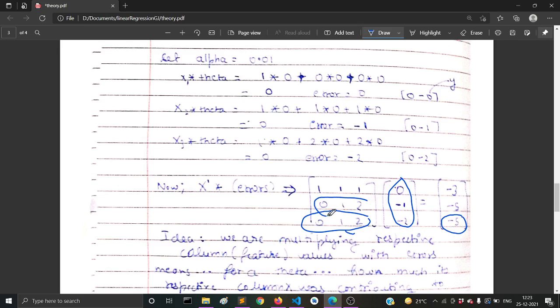Similarly, when we multiply this, which belongs to the second column of feature values, with the respective error terms, we get minus 5, which belongs to the second column, and that's for the third one. And similarly, when this is multiplied with this column, we get minus 3, and that corresponds to theta 0, right? In this way, we get different weighted error corrections for different thetas, right? So these are the corrections of our thetas.